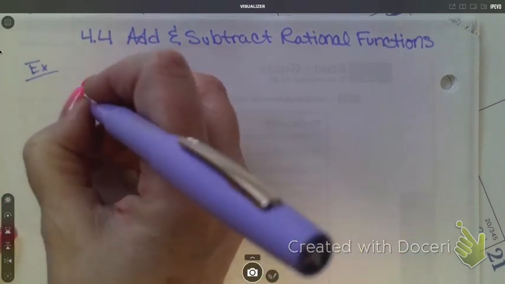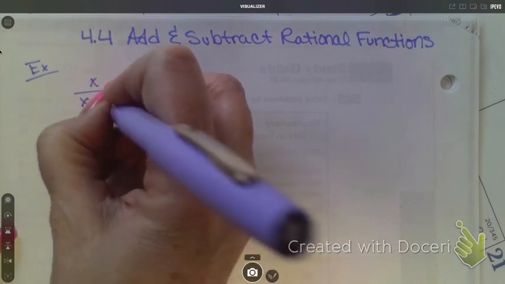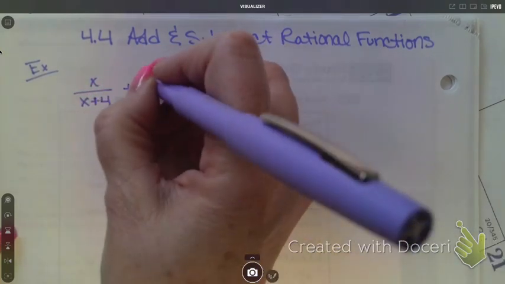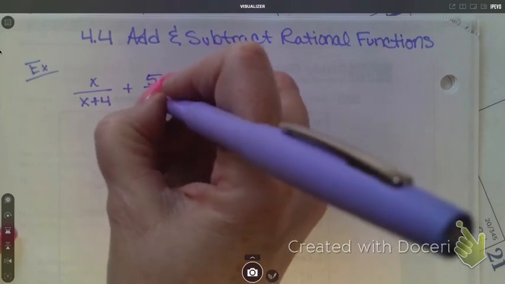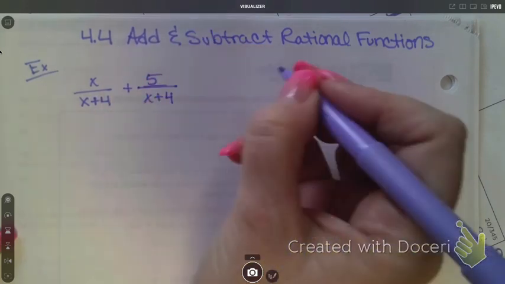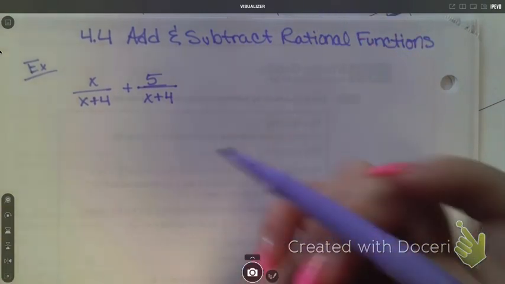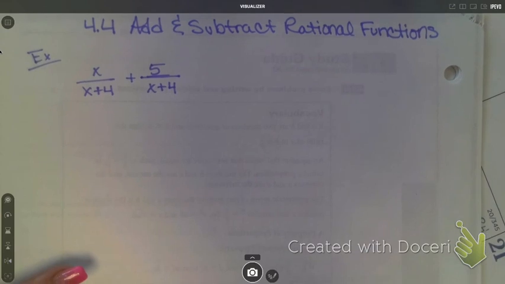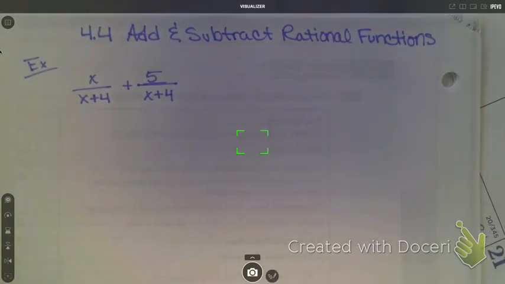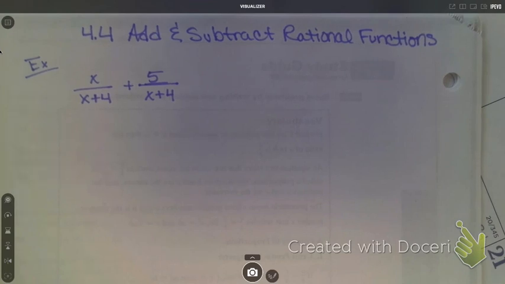So x over x plus 4 plus 5 over x plus 4. So rational numbers are fractions with expressions on them, yes? What do you have to do when you are adding and subtracting fractions? You have to have the same denominator. You have to have common denominators. The denominator has to be the least common multiple. Yes, the same thing. Least common multiple, common denominator.